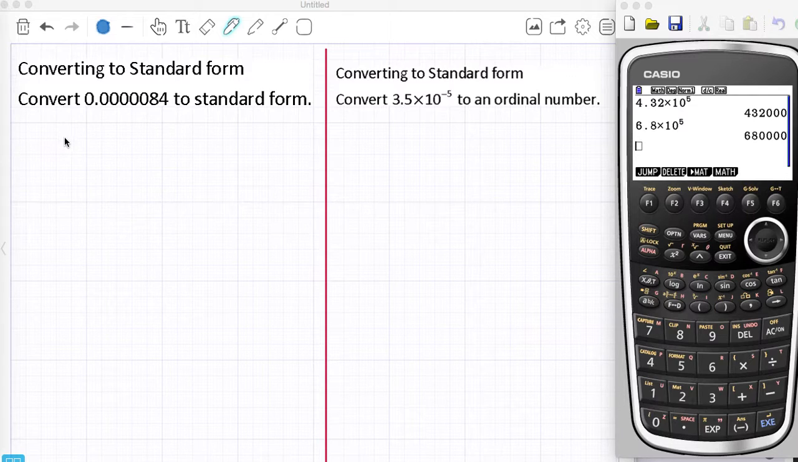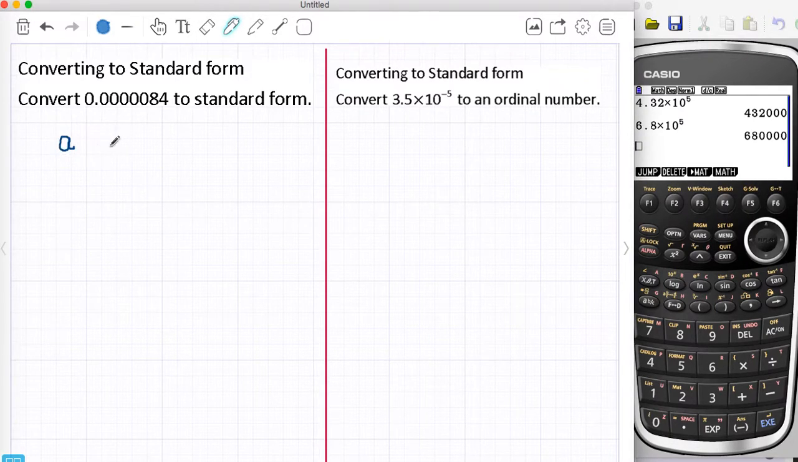Now if you remember, or if you've watched the video, you may recall that our standard form has to be a times 10 to the k, where a is between 1 and 10. That's standard form. So when I look at this, the number I choose for a has to be 8.4, not 84 and not 0.84. It has to be 8.4 because this must be between 1 and 10. I always write times 10.